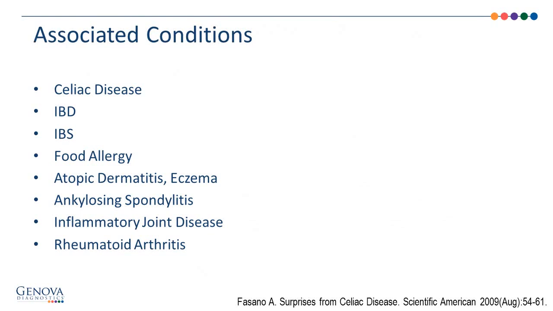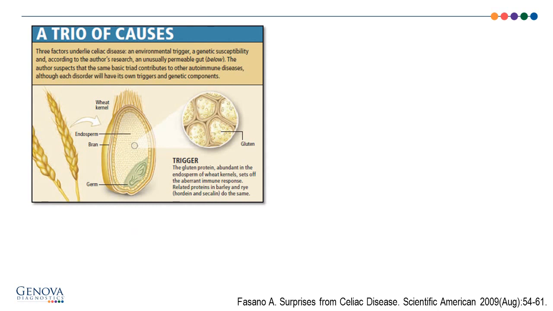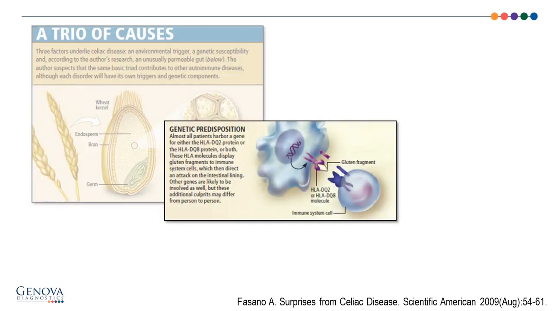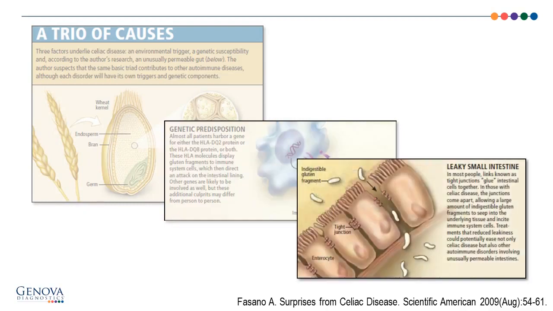The resulting leakage of luminal toxins and inflammatory mediators is associated with a number of chronic inflammatory, autoimmune, and functional disorders. In the case of autoimmune disease like celiac, first there's an environmental trigger, in this case the wheat or gluten, and then there's a genetic predisposition. Almost all patients with celiac harbor a gene for either HLA-DQ2 or HLA-DQ8. And finally, intestinal permeability, which allows for the antigens to move through to the underlying tissue and stimulate the immune system.